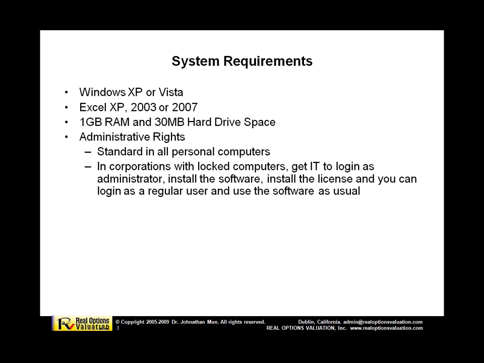The system requirements for using the ROV Compiler include Windows XP or Vista, Excel XP 2003 or 2007, 1 gig of RAM and 30 megabytes of hard drive space, as well as administrative rights to install the software. You can also run the software in a Mac operating system, as long as you're also running items like Parallels, Bootcamp, or Windows Emulator software.